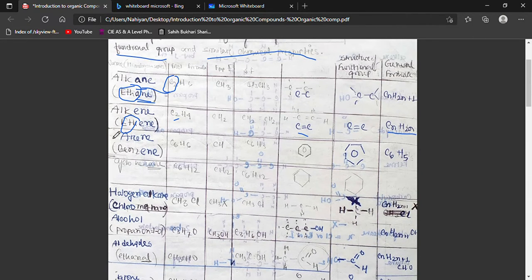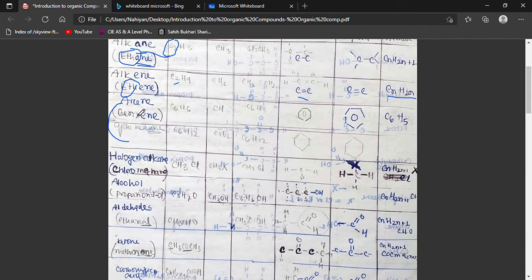And moving on to the other compounds, we have arene. These are aromatic compounds, which are ring compounds basically. We're going to get into more details about this in A2, so we can skip this for now.